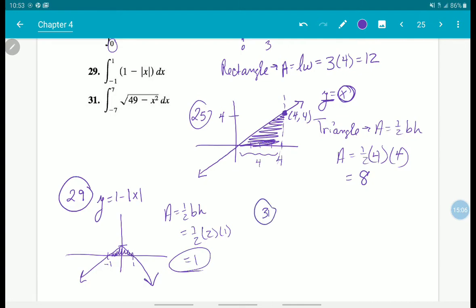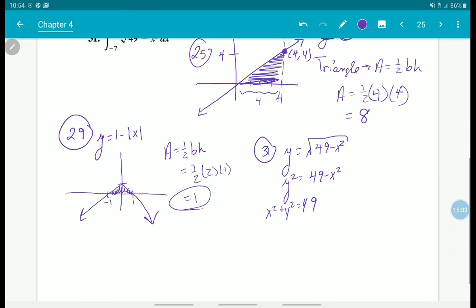And then 31. We're looking at negative 7 to 7, and the function y equals the square root of 49 minus x squared. Notice the y's are positive here. It's the positive square root. So if we were to square both sides and then move that x squared over, we end up with the equation of a circle. So this guy's a semicircle. It's the top half. And we have the radius as 7.